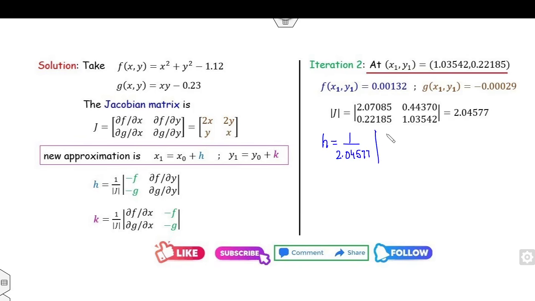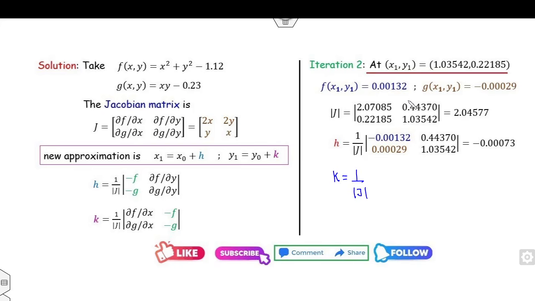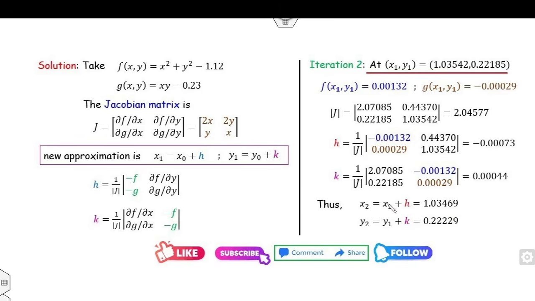I can replace the first column with the negative of f, minus minus plus 0.00029. The second column is the same, 1.03542. You can find the determinant with the calculator and divide it by the determinant to get h. You can get this answer. Similarly, for k, you can replace the second column of J with the negative of f and the negative of g. Now you can find the new solution. Clearly, up to 3 decimal places, 1.035, they are not the same.